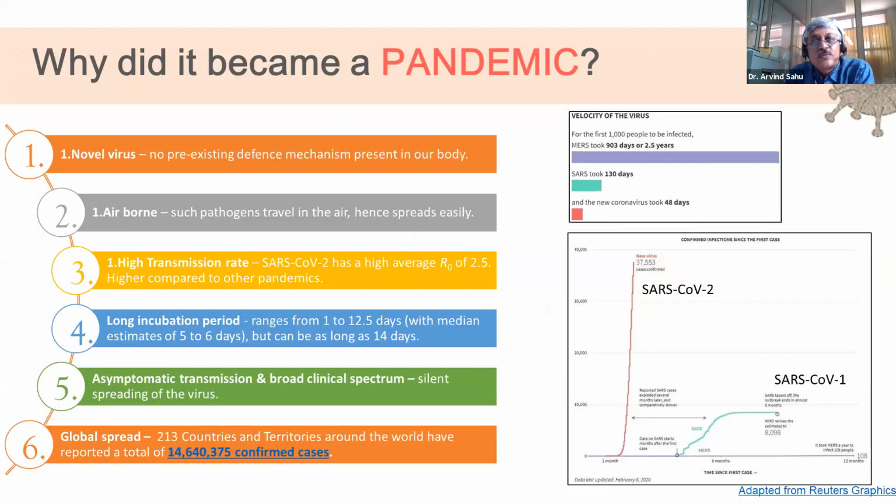So why this? What was so peculiar about this particular virus that it became pandemic? I tried to jot down a few things. The first and primary reason, obviously, is that this is a novel virus. We were not exposed to this particular virus, and our body did not have any pre-existing defense against it. Therefore, once we get exposed, we have no pre-existing immunity, and it starts flaring up. The second important reason is it's airborne.